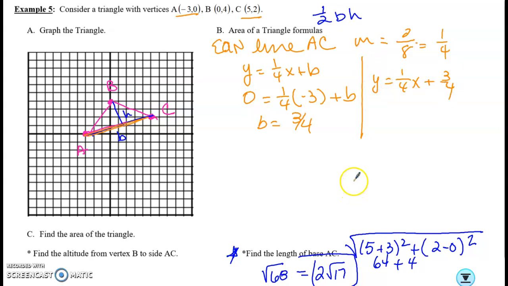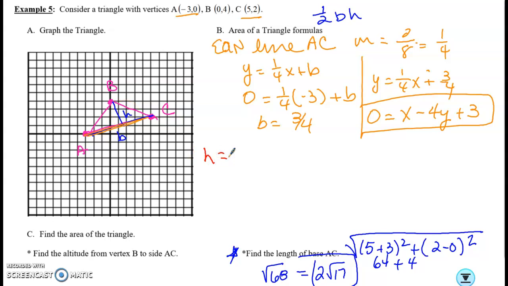But we need standard form, which means we need everything on one side and we need no fractions. So I'm going to take everything over here and I'm going to get X minus 4Y plus 3 for my equation of that line. Now we're going to find the height.